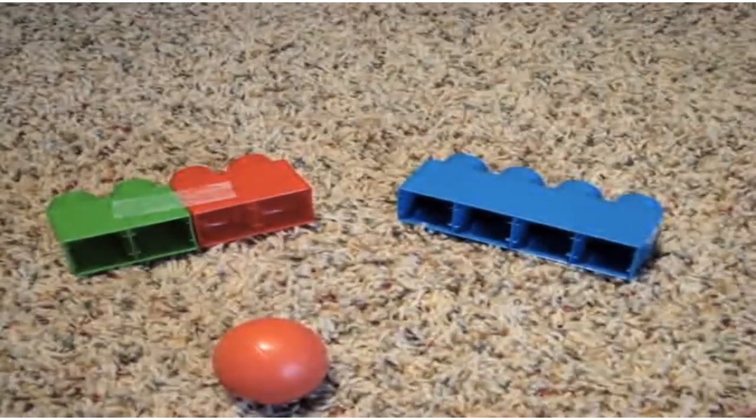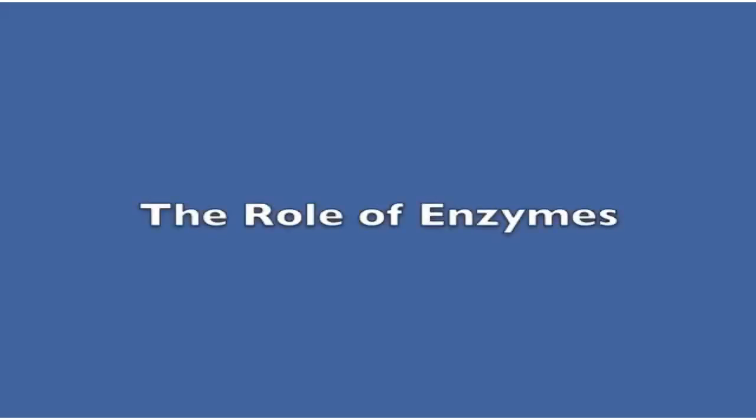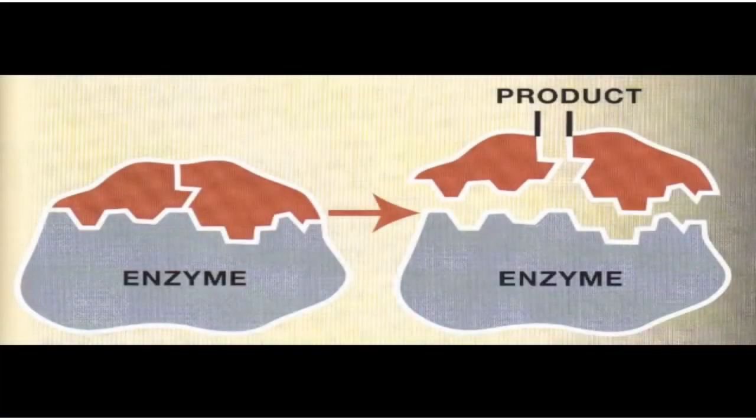So now let's talk about the role of enzymes. Enzymes play an important role in our bodies. They are used in the metabolic pathways throughout the body. Enzymes do this by binding temporarily to one or more of the reactants of the reaction they catalyze. In doing so, they lower the amount of activation energy needed and thus speed up the reaction.